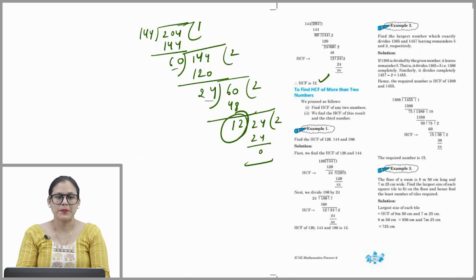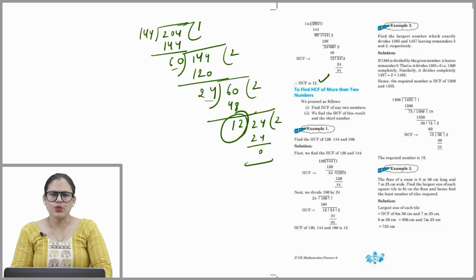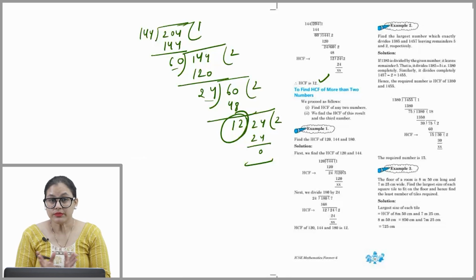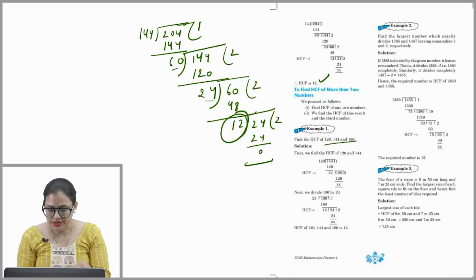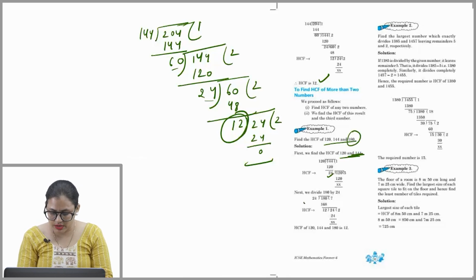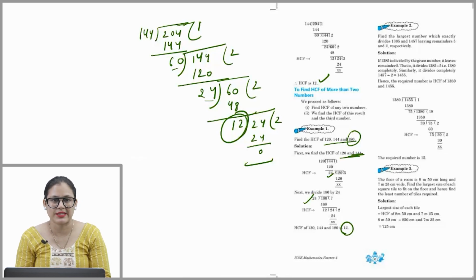12. To find HCF of more than 2 numbers, we proceed as follows. First, find HCF of any 2 numbers. Then, we find the HCF of this result and the third number. For example, we have to find the HCF of these 3 numbers. First, we will find HCF of 120 and 144, which is 24. Now, we will divide this number by 24, and then here 12. So, 12 is the HCF of these 3 numbers, right?